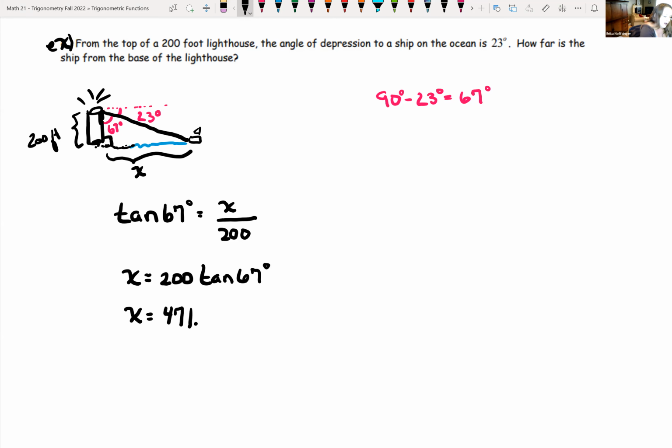And I'm just going to round. It was 0.1, and that one would keep that one the same in the ones position. And so approximately 471 feet away from the boat and the base of the lighthouse.